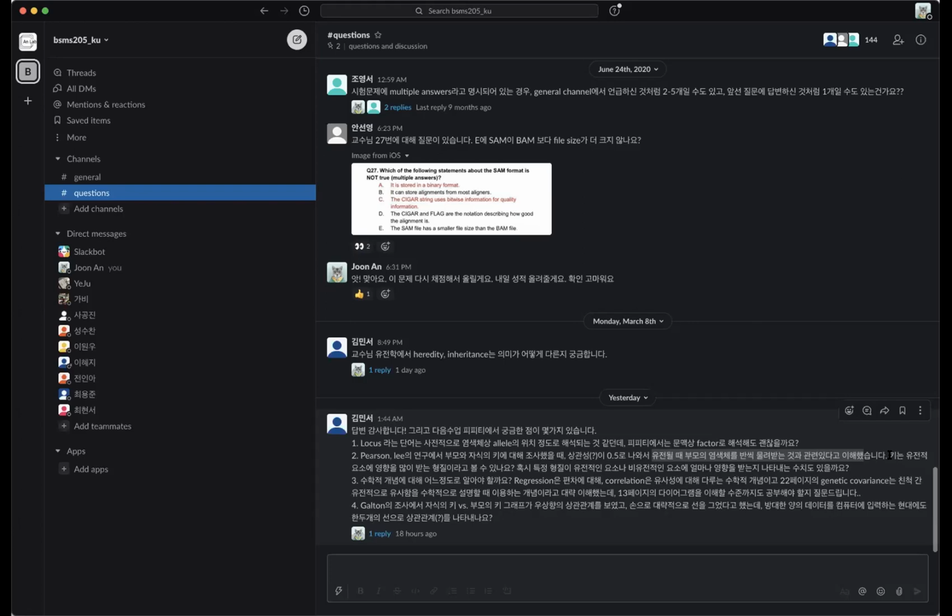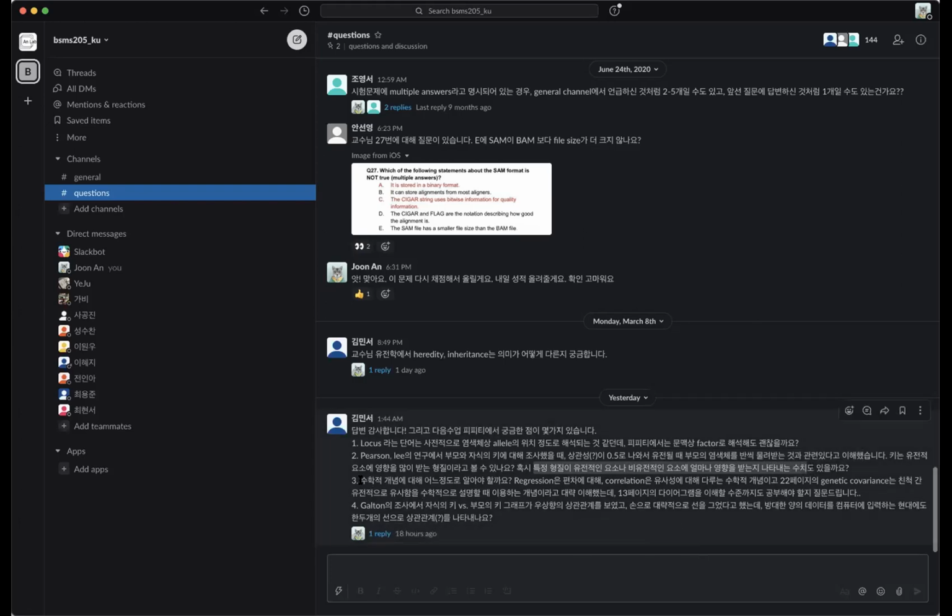And also some traits. The question asked whether the traits are influenced by genetic factors or non-genetic factors, and can we formalize that by some scores? Yes, we can, and that is heritability, right? We're going to learn it in the later section.